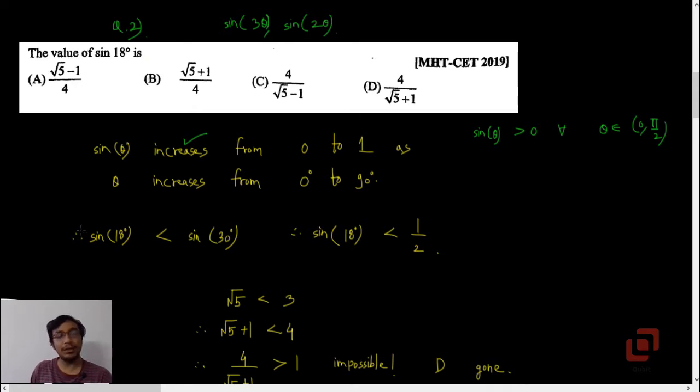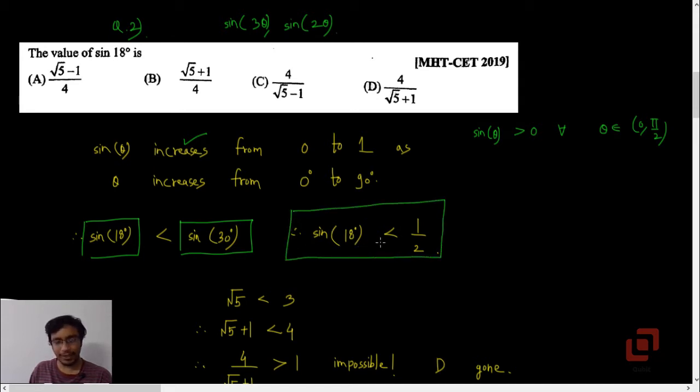Okay, so what does it mean? It means sine of 18 degrees is going to be less than sine of 30 degrees. So sine of 18 will be less than 1 upon 2. Correct? Whatever that is, it is going to be less than 1 by 2, and definitely less than 1. Now what I have done is I have tried to eliminate the options.